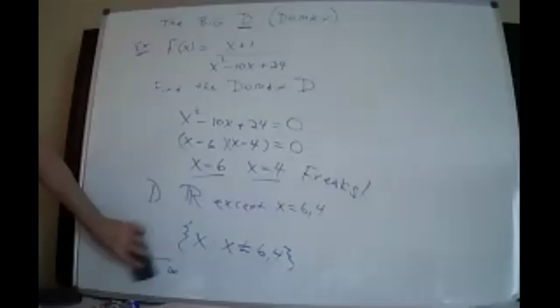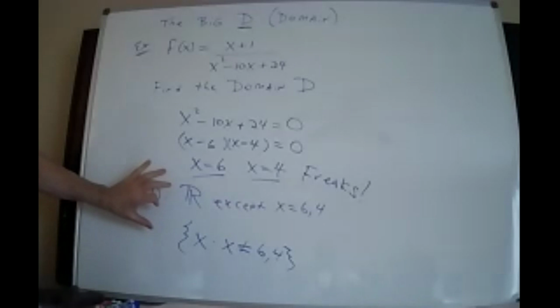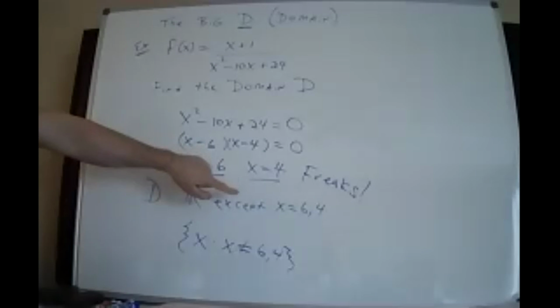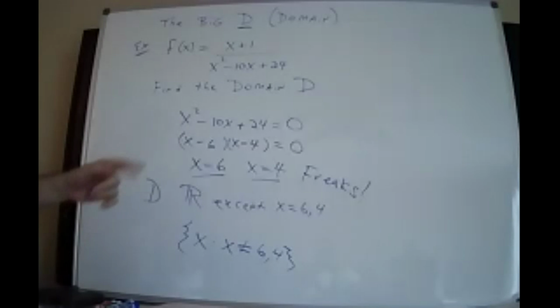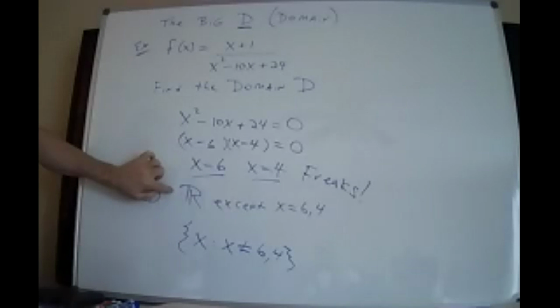I mean, you could write it on a number line and show me with the holes. But this is how I want you to write it when it's a fraction. Just tell me all real numbers except for the freak and the other freak, right? You get two freaks, 6 and 4. All right, so this is what you do when there's a fraction. Set the bottom equal to 0. Solve it by factoring. Don't use the quadratic formula. Get the numbers and throw them away. Very simple. All right, basic.